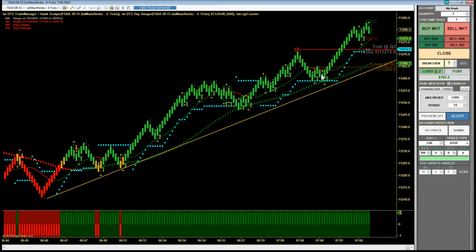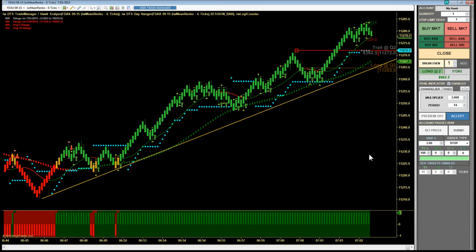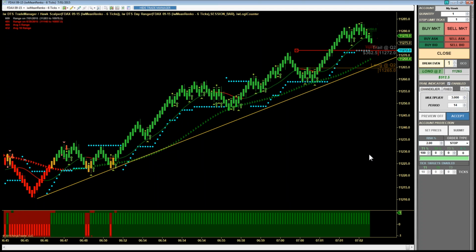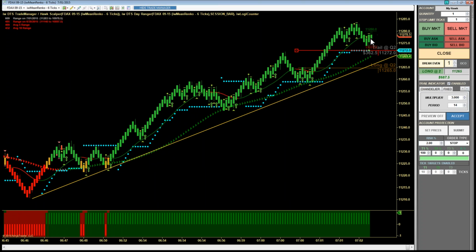So pretty decent follow through on this little macro pullback signal that we saw. Come on, get up there. There you go. Come on, don't stop now. So notice we're working on yet another macro pullback signal. This is going to be number 3.